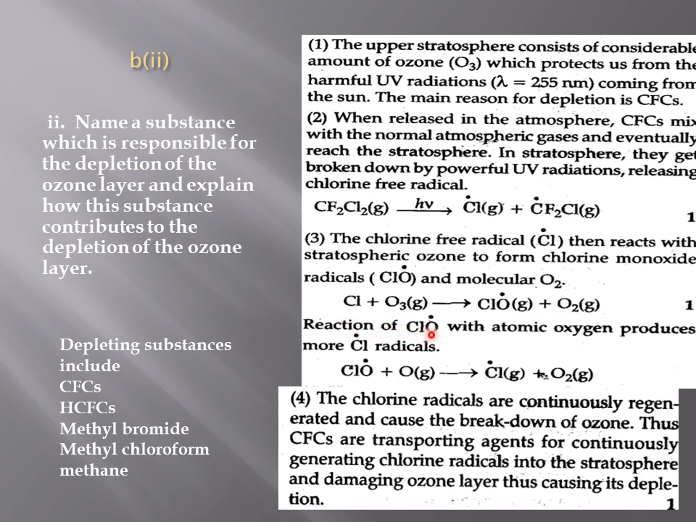The reaction of this monoxide with atomic oxygen produces more chlorine radicals. So you see, the monoxide reacting with oxygen produces more of these radicals. So what happens again? The chlorine radicals are continuously regenerated and cause the breakdown of ozone. Thus, CFCs are transporting agents for continuously generating chlorine radicals into the stratosphere and damaging the ozone layer, thus causing its depletion. So the long and short of it is that the ozone is being attacked by these CFCs.